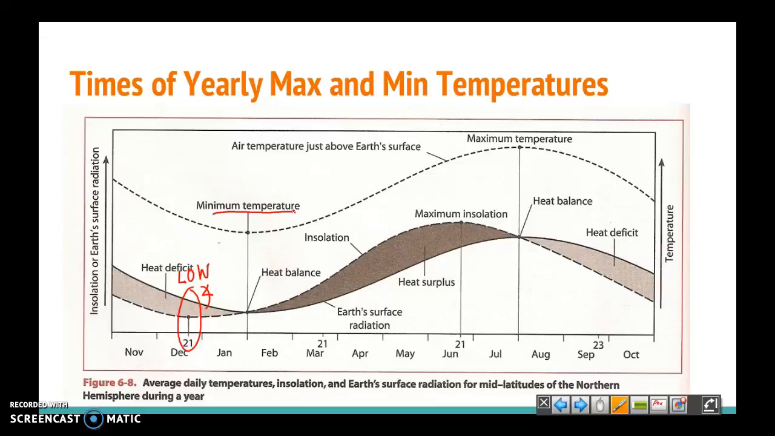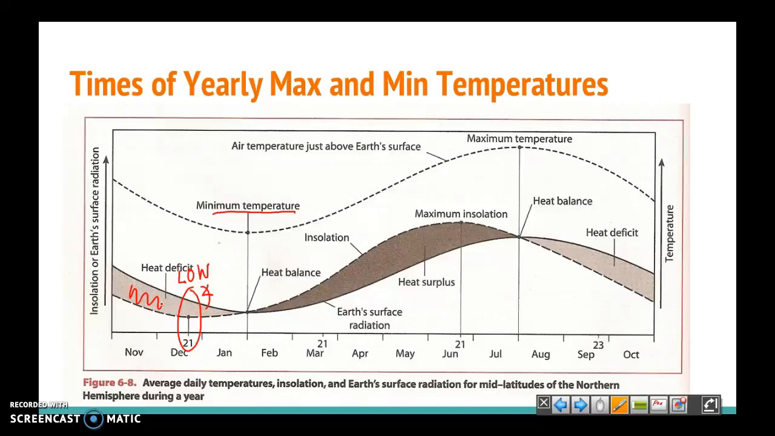Well, it goes back to the idea that our Earth is mostly water, and so it takes a long time for that water to cool off when we go into the winter months. And so we're going to have that little bit of lag time, right? Where we've constantly been losing energy, right? Losing energy here in November and December, but we're going to have a minimum temperature that's a little later on because of the fact that the water has a high specific heat, and it's going to take a long time to cool off.